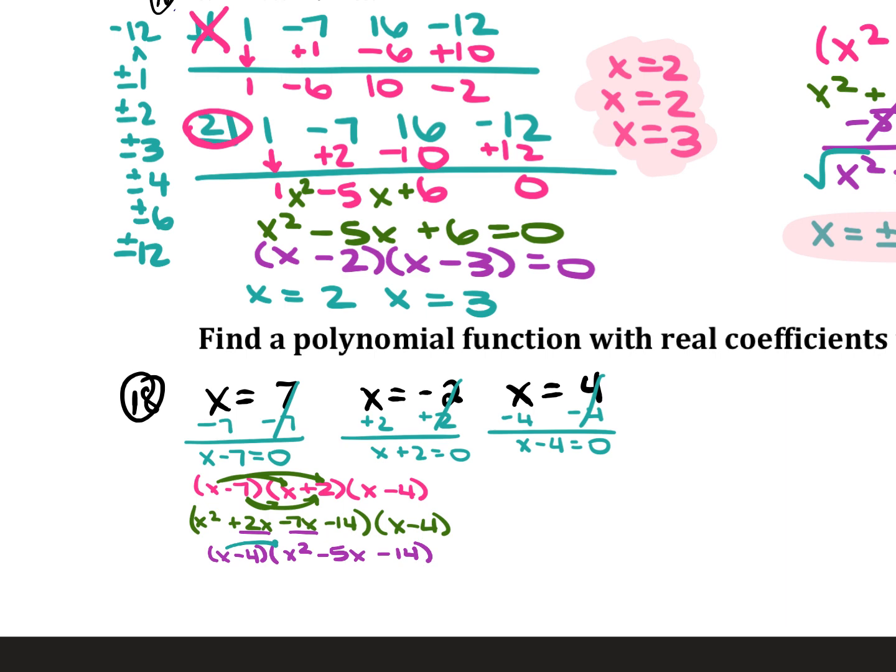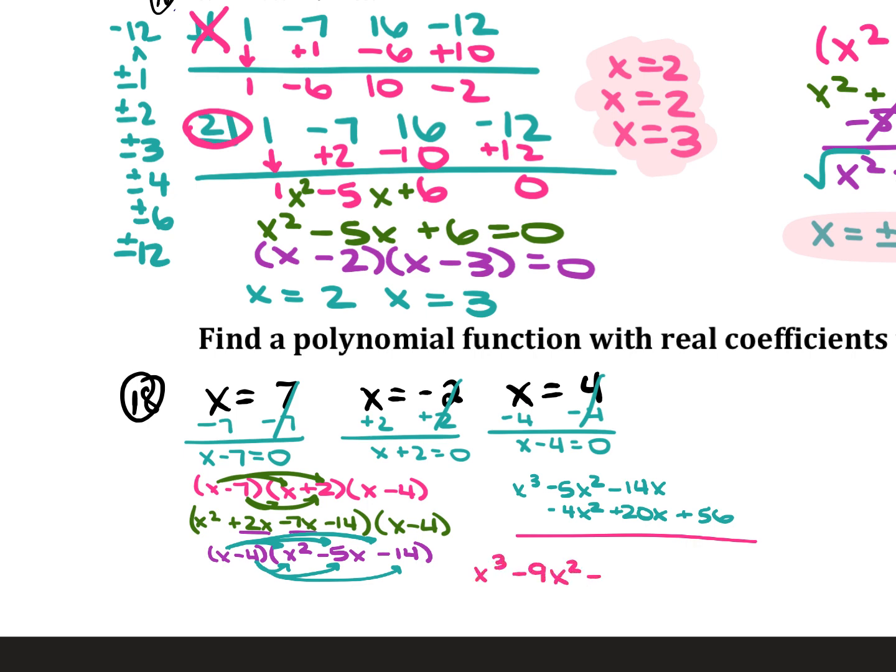You are then going to multiply this x in, so x times x squared is x cubed. x times negative 5x is negative 5x squared. x times negative 14 is negative 14x. From here, the negative 4 gets distributed in, so negative 4 times x squared is negative 4x squared. Negative 4 times negative 5 is positive 20x. And negative 4 times negative 14 is positive 56. So we add these up, and we get x cubed minus 9x squared plus 6x minus 56.